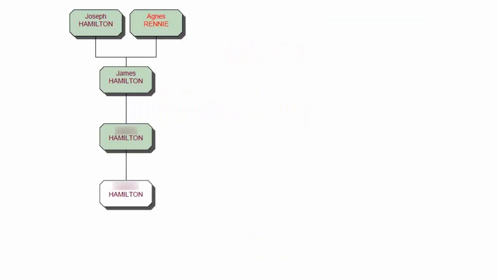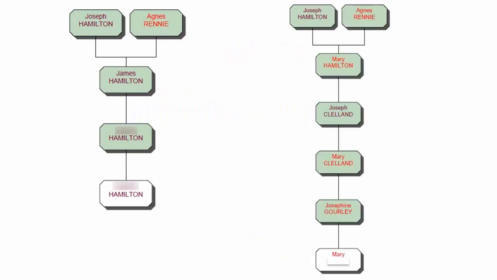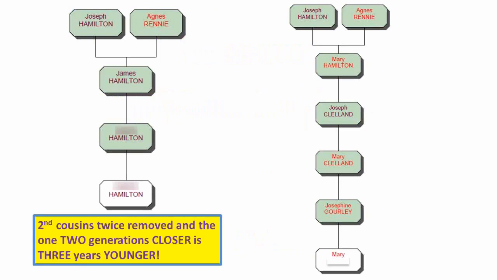Okay, so here we have a Mr. Hamilton, and his great-grandparents were Joseph Hamilton and Agnes Rennie, and they were my mum's third great-grandparents, sorry. So you would think that Mr. Hamilton must be a good deal older than my mum, wouldn't you? He's 2 generations closer to the common ancestors. Aha, but he's actually 3 years younger than my mum. 2 generations closer and 3 years younger.